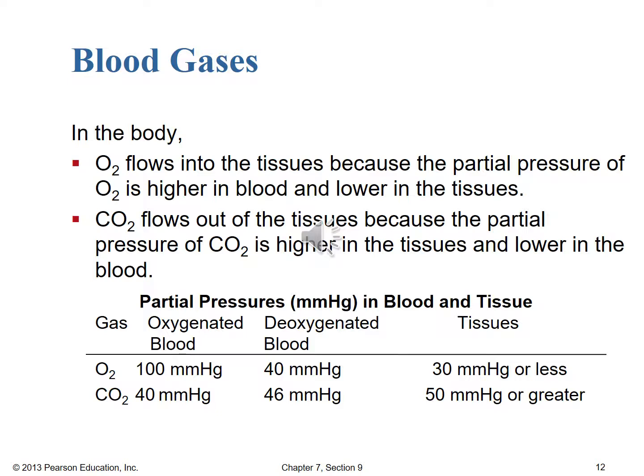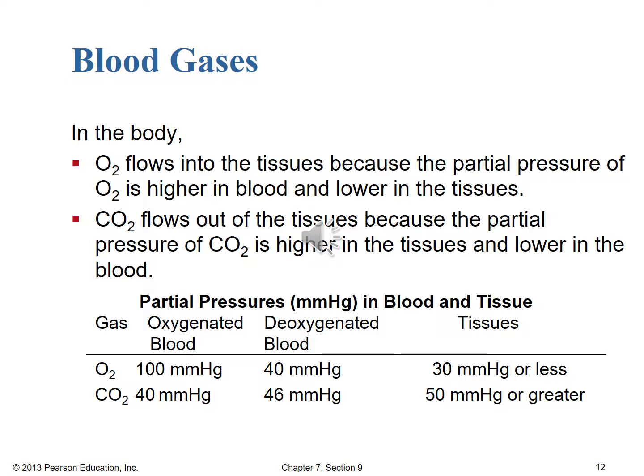CO2 flows out for the same reason. The partial pressure of CO2 is higher in the tissues and lower in the blood, so there's a net movement of the CO2 from the area of higher amount to the area of lower amount. And so this is all just nature obeying nature's laws, nothing special, no need for inputting a whole lot of energy to drive these processes. They're going with the flow. They're going the way that the concentration gradient would allow.